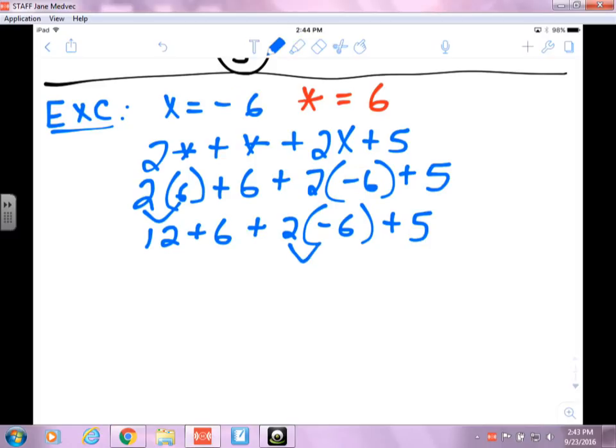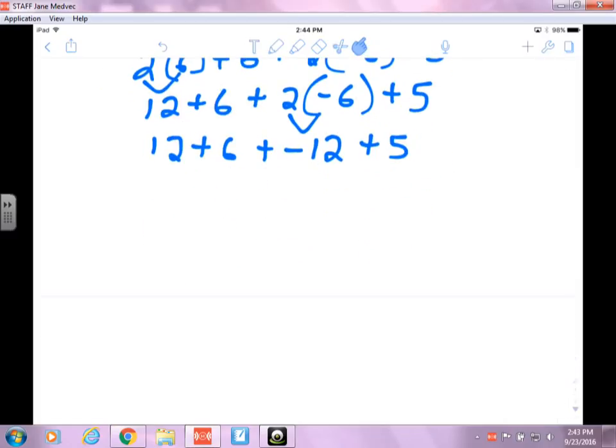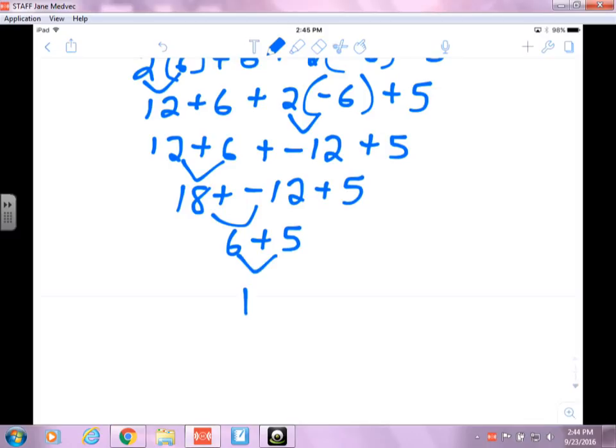I'm going to multiply 2 times negative 6, which is negative 12. And then notice I just put all the other stuff down around it. Then I'm going to add 12 plus 6 is 18. And then I'm going to add 18 plus negative 12 is 6. And I'm going to look at 11.